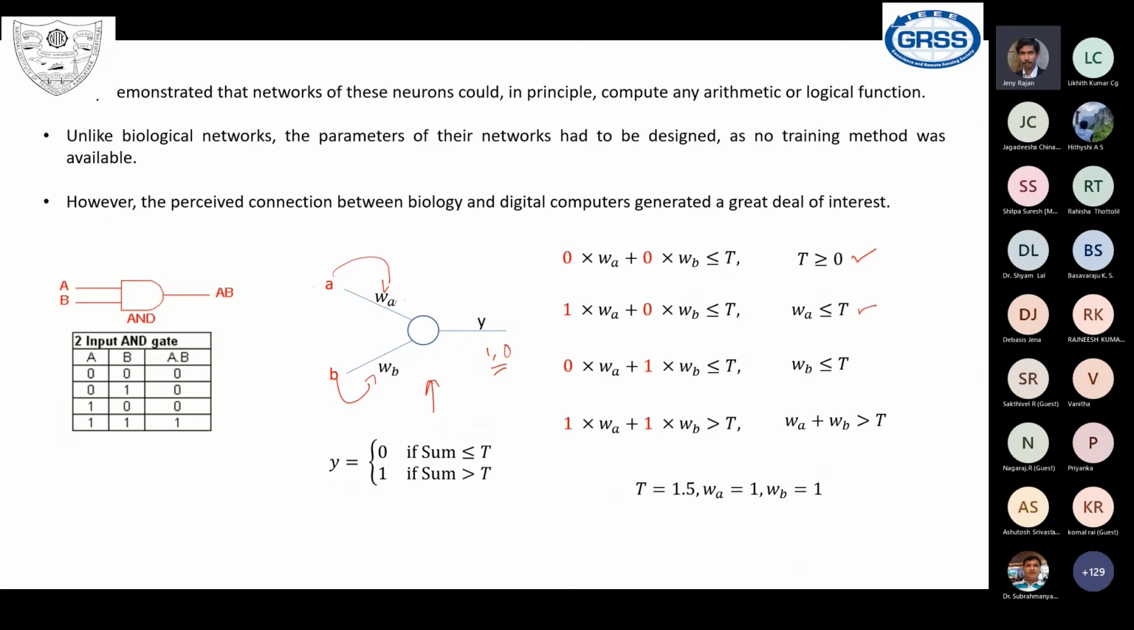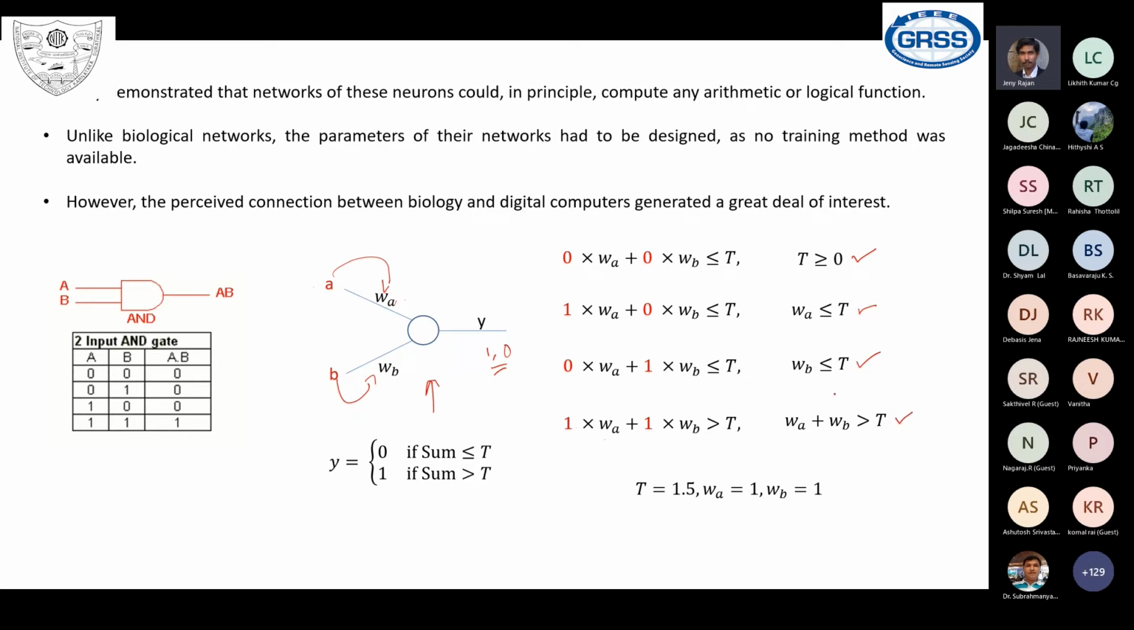Now we will set A as 0 and B as 1. In this case also the neuron should not fire, right? Then you will get WB should be less than or equal to T. Now, when both inputs are 1, the neuron should fire. That means 1 into WA plus 1 into WB should be greater than T. Greater than T means in this case we should get an output of 1, or the neuron should fire. So we will get the equation WA plus WB greater than T.